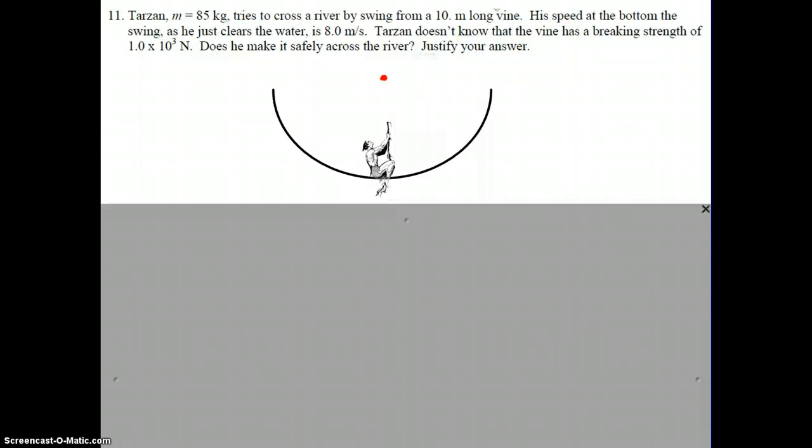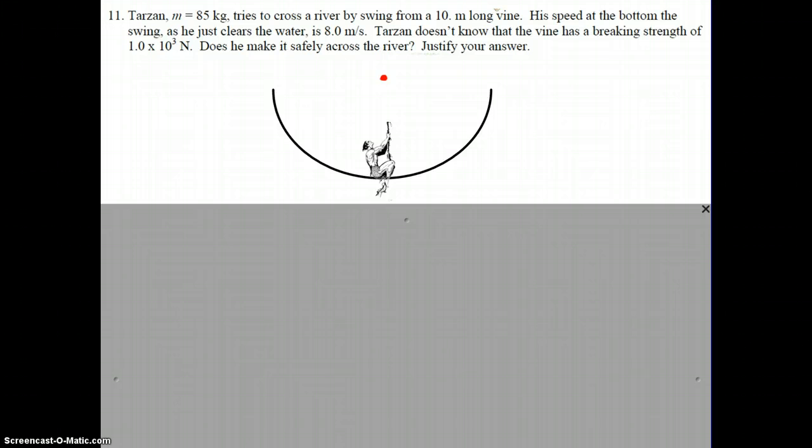Tarzan, mass equals 85 kilograms, tries to cross a river by swinging from a 10-meter long vine. His speed at the bottom of the swing as he just clears the water is 8 meters per second. Tarzan doesn't know that the vine has a breaking strength of 1,000 newtons. Does he make it safely across the river? Justify your answer. Well, here's a picture of Tarzan swinging on a vine, and I've added a circular path that he's following in this problem.